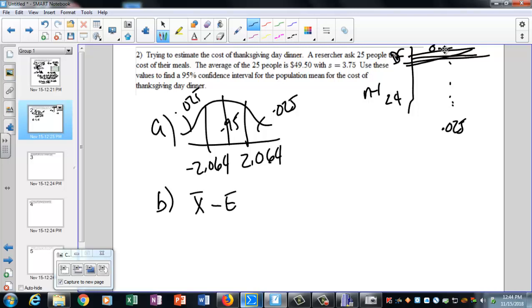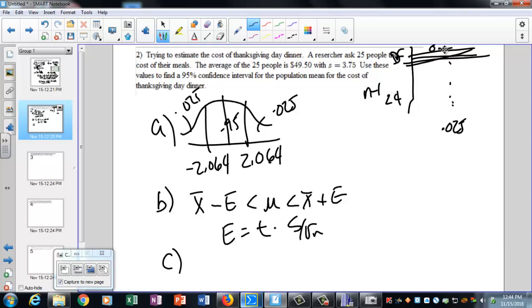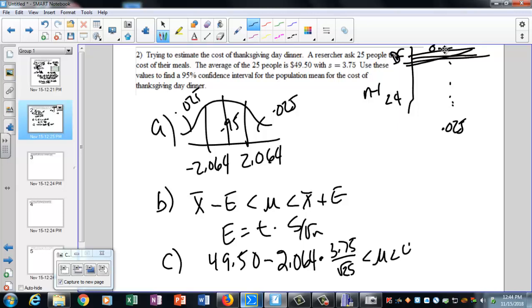Part B. X bar minus E is less than mu, which is less than X bar plus E, where E is equal to T times S over the square root of N. Part C, it's 49.5 minus 2.064 times 3.75 over the square root of 25, which is 49.50 plus 2.064 times 3.75 over the square root of 25.